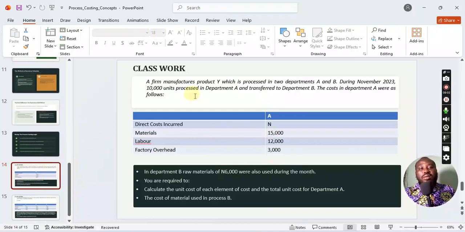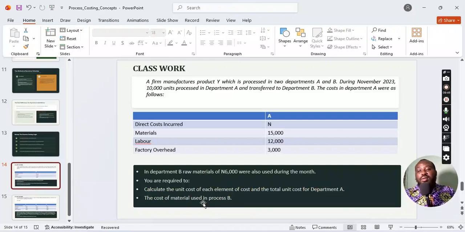So here we have this question that states that a firm manufactures product Y, which is processed in two departments, A and B. During November 2023, 10,000 units were processed in Department A and transferred to Department B. The costs in Department A were as follows. For Department A, we incur material cost of 15,000, labor cost of 12,000 naira, and factory overhead cost of 3,000 naira. In Department B, raw material of 6,000 naira was also used during the month. You are required to calculate the unit cost of each element of cost and the total unit cost for Department A. Also, calculate the cost of material used in process B.